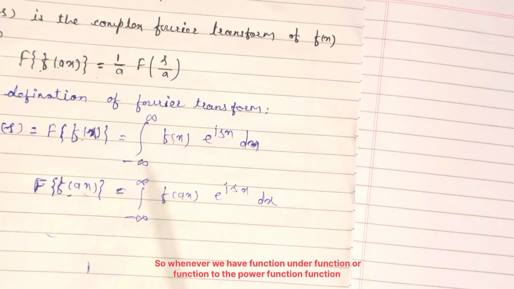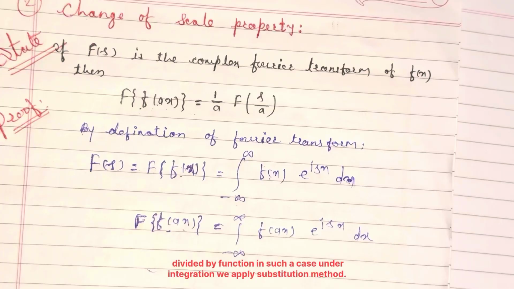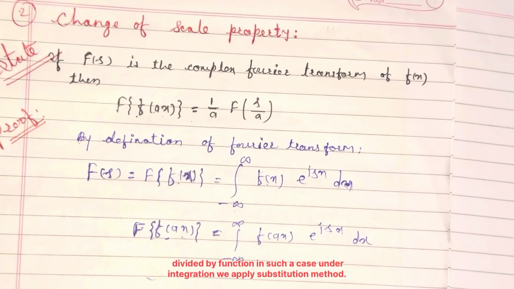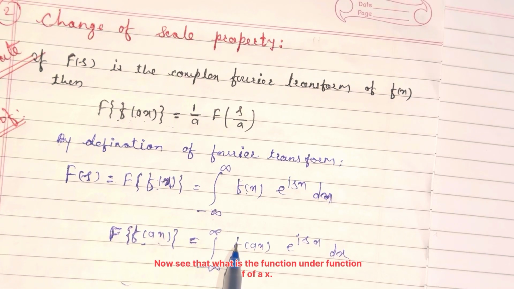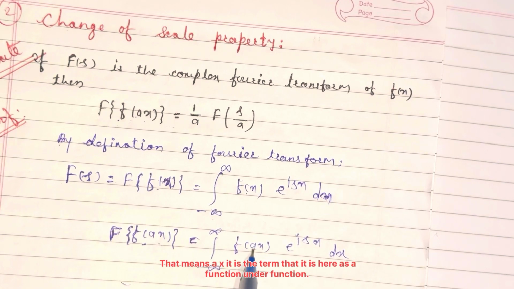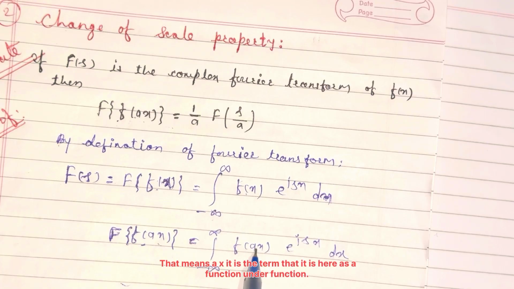So whenever we have function under function, or function to the power function, or function divided by function, in such a case under integration we apply the substitution method for solving our integral. Now see what the function under function is: f of ax.